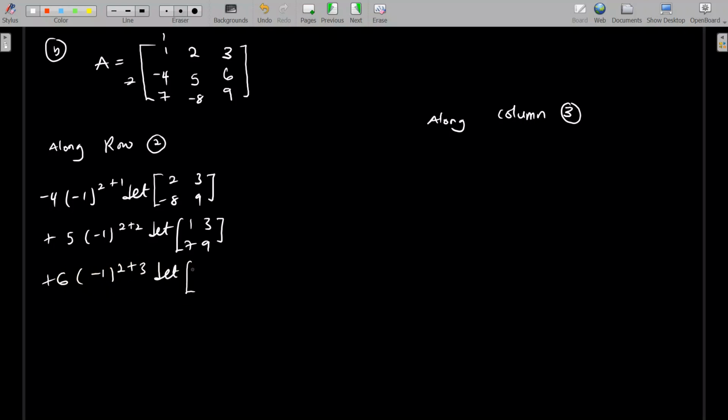Times the determinant of what will be left here, which is 1, 2, 7, -8. You have to cancel row 2 and then this column. We have learned in one of our lessons that you're going to have -4 first times -1, because -1 to the power 3 gives you -1. And the determinant of a 2 by 2 matrix, we've learned, is just the product of these two minus the product of these two.